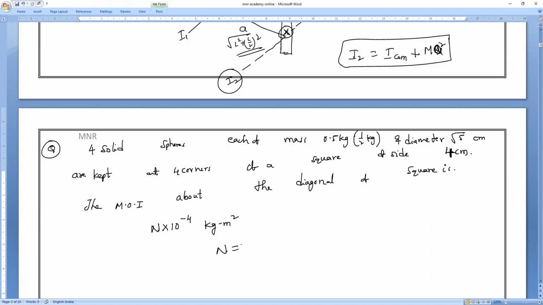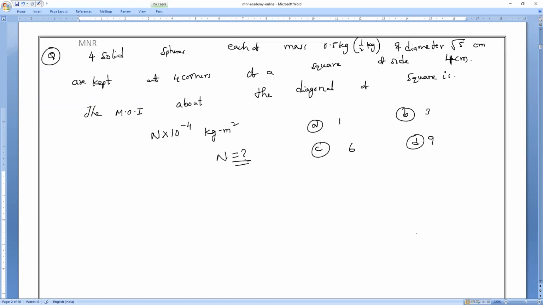Now calculate the coefficient of n. What is that n value? Do you understand the question, everybody? So that is the question. So n is equal to how much? Either 1 or 3 or 6 or 9. So this is what we have to do. Shall we start now, everybody? If you're okay, then we'll proceed further.